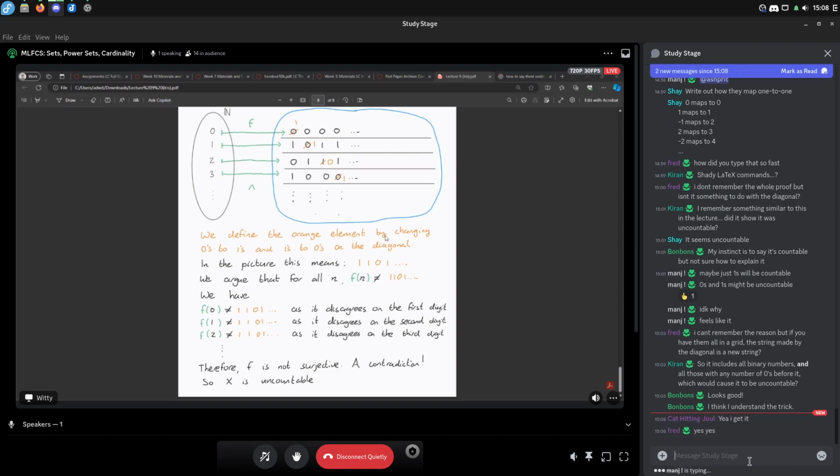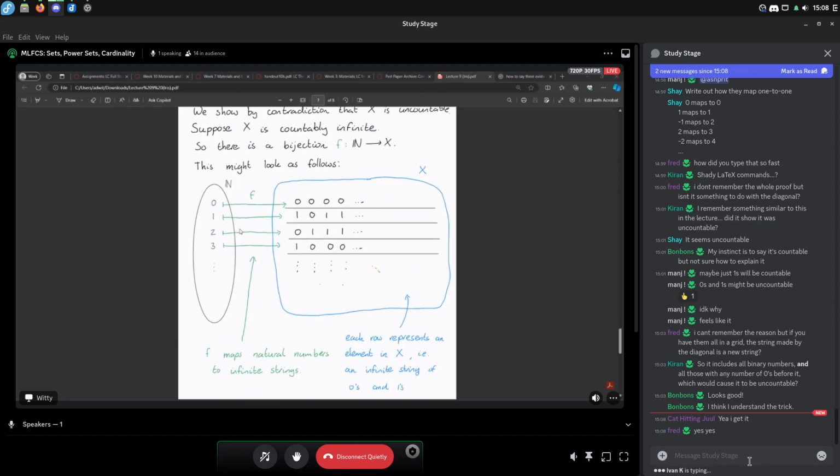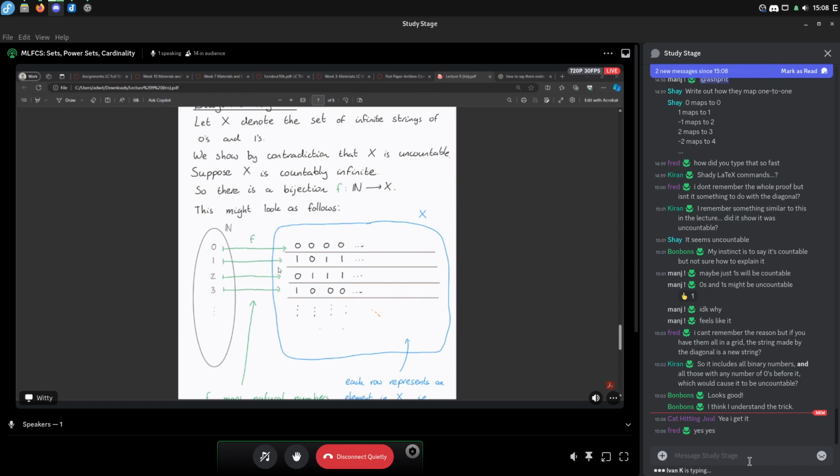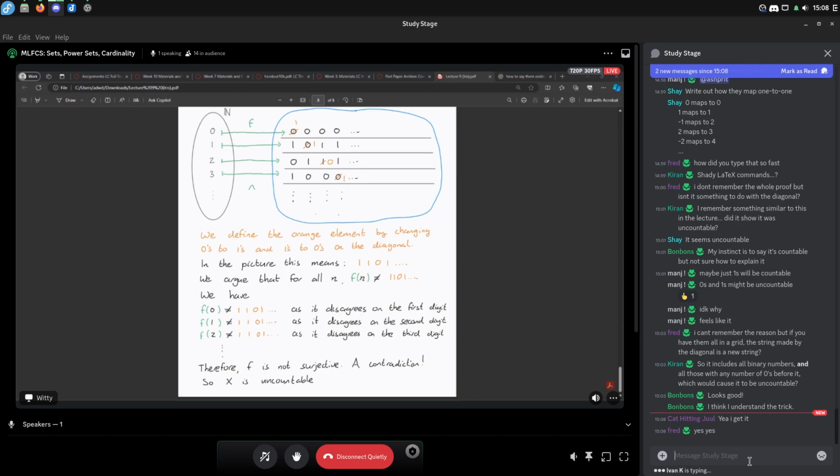That's good. So even something like this, where your gut instinct tells you it's going to be countable, can also turn out to be uncountable. All right, cool.